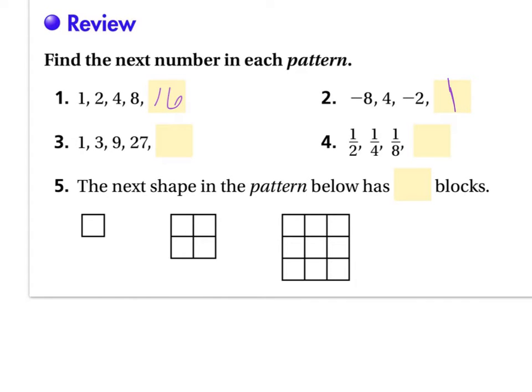Next problem: 1, 3, 9, 27. Those look like multiples of 3. 1 times 3 is 3, 3 times 3 is 9, 9 times 3 is 27, 27 times 3 is 81.